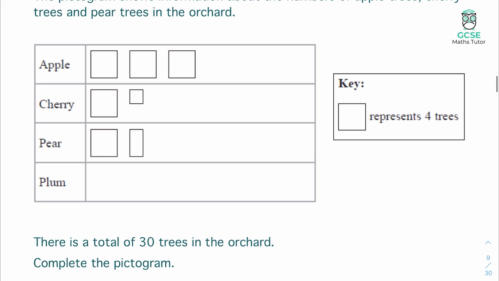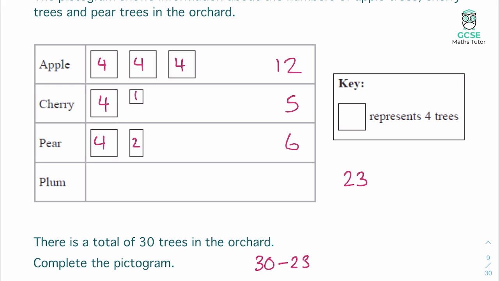Right, so let's count up what we got. Well, every full square is 4 trees, so that's 4, 4 and 4, that's a total of 12. This one is 4 and 1, so that's a total of 5. This is 4 and 2, so that's a total of 6. And let's see what we've got left over. So at the moment, they all add up to 12 add 5 is 17, plus the 6 is 23. So if we do 30, take away 23, we have to get another 7 in terms of our pictogram.